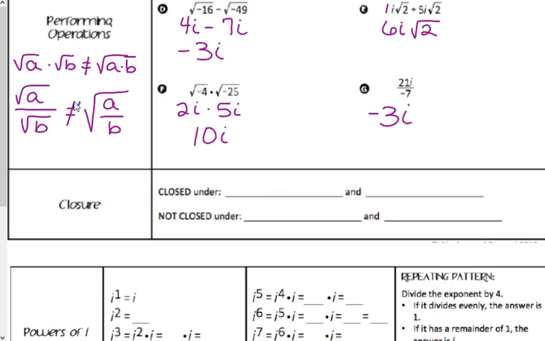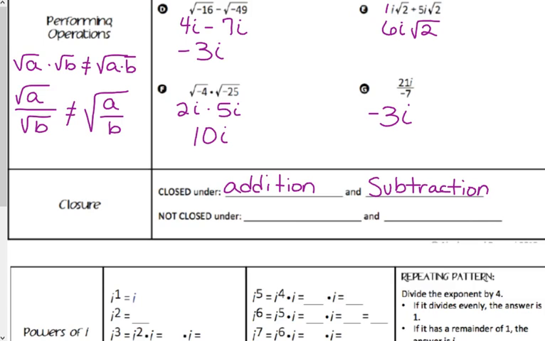Now, closure here. We haven't discussed closure much. What closure means is that when you perform an operation, you get the same type of number. So in this case, we have it closed under addition and subtraction. And what that means, if you look above, when we added and subtracted, we still ended up with the same type of number. We had i's. When we have 4i minus 7i, we ended up with negative 3i. That's the same type of number.